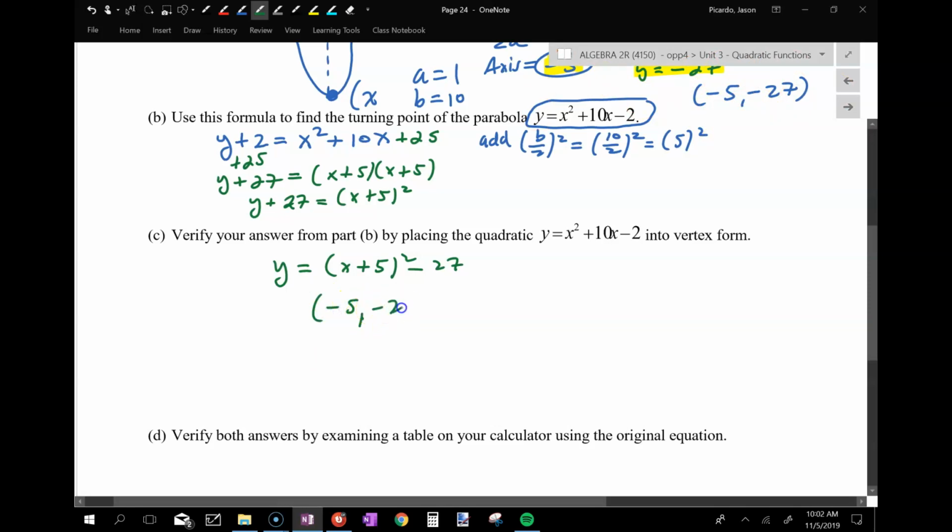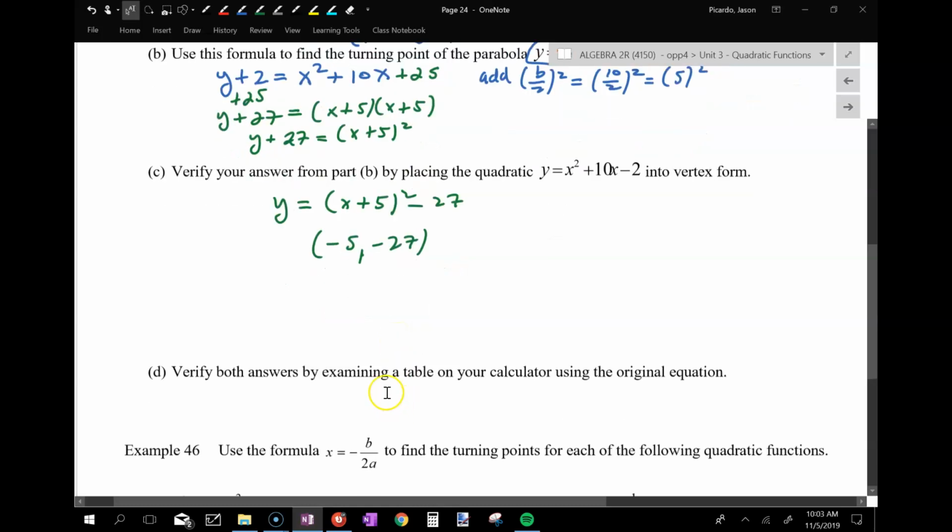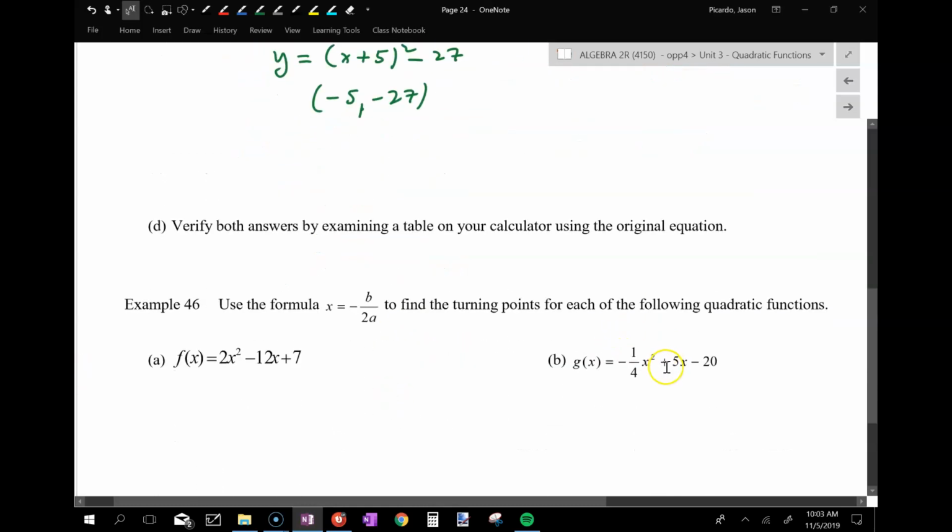It's always going to be, if this is positive, it's going left. If this is negative, it's going right. If this is negative, it's going down. If this is positive, it's going up. So it's weird, right? You got to memorize this, guys. This is one of those things that you got to memorize. This is always going to be the opposite sign. This is always going to be the same sign. Verify your answers. We already did that.